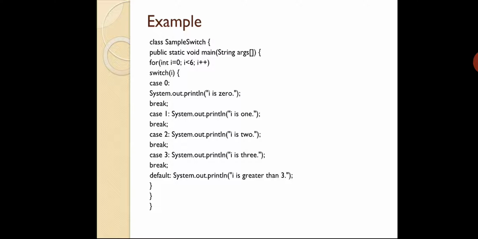Now again you come back to the for loop. I will be 4. Now switch of 4. Do you have switch of 4 inside the switch statement? You don't have a case statement with the value 4, so you directly print the default value. So the output will be I is greater than 3. How many times will I is greater than 3 be printed on the monitor? You have to tell me how many times that sentence will be printed. Now think and let me know.